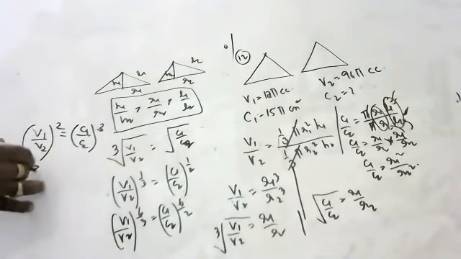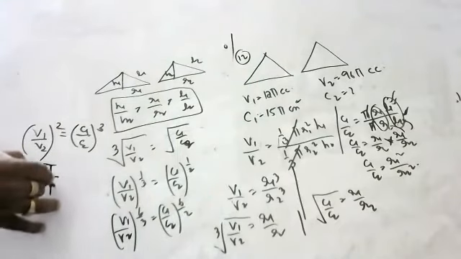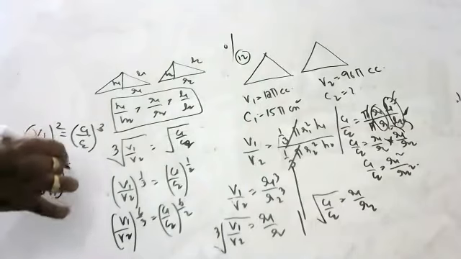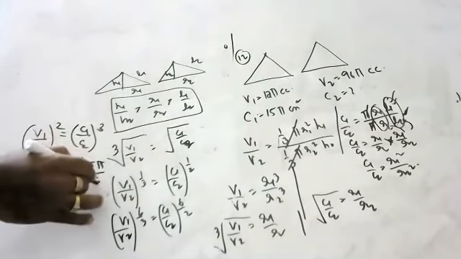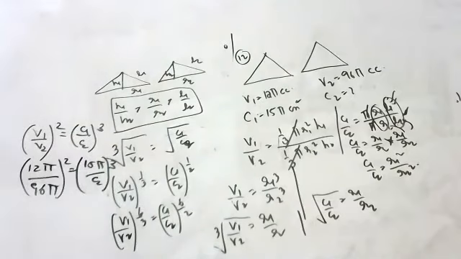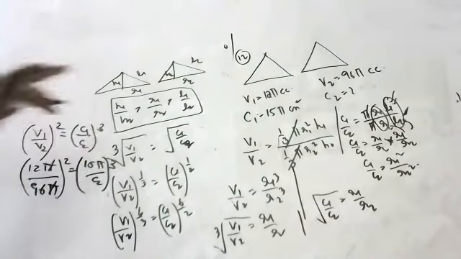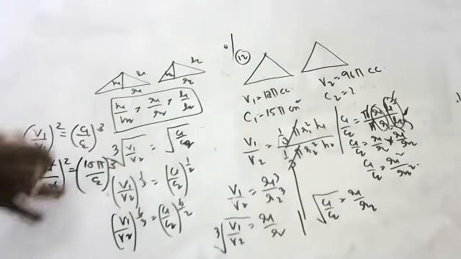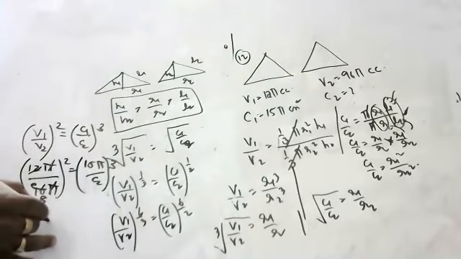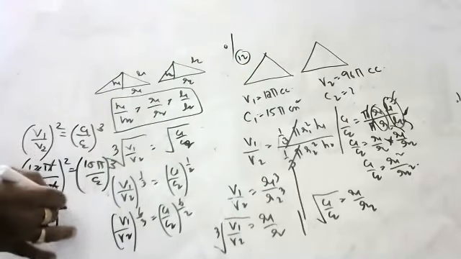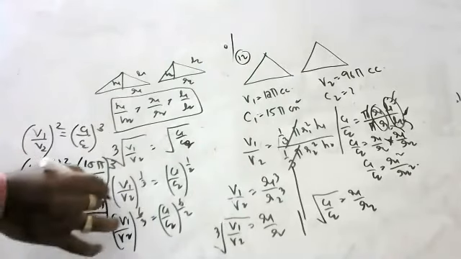Now, what is V1, children? Anyone? 12 pi. What is V2, children? 96. What is C1? Anyone? Sir, 15 pi. What is C2? We don't know. 12. Okay, children. So 5 gets cancelled, that 5 we will keep it later. So 12 by 96, 12 eights are 96, 1 by 8 whole square is equal to 15 pi by C2 whole cube.